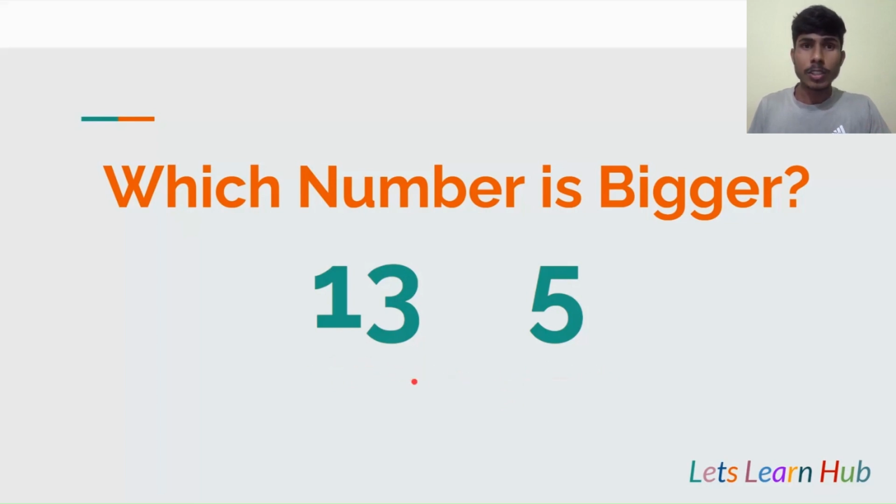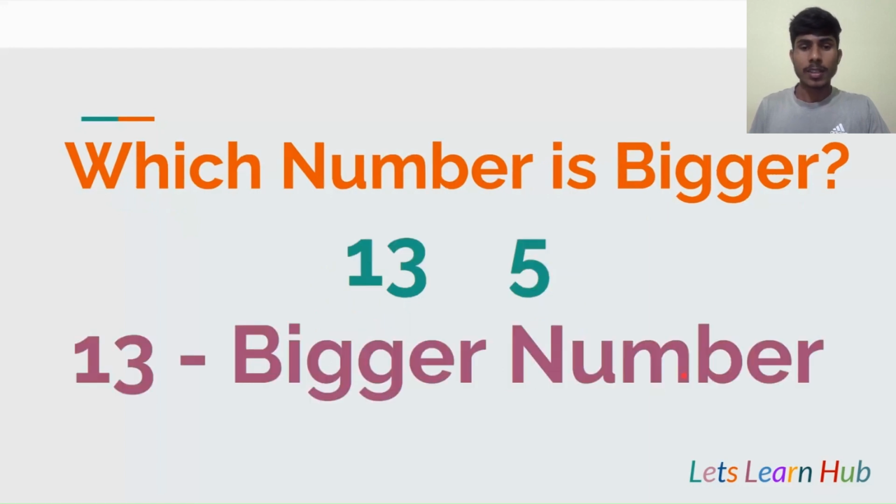Since 13 has two digits, which is more than 1, 13 will be the bigger number here. Okay, 13 is the bigger number. Let's go to the next example.